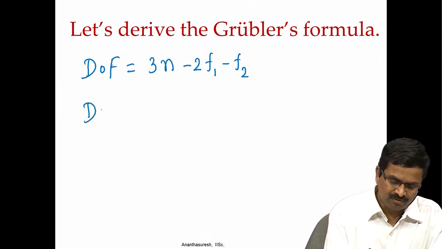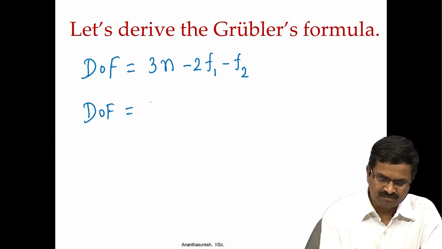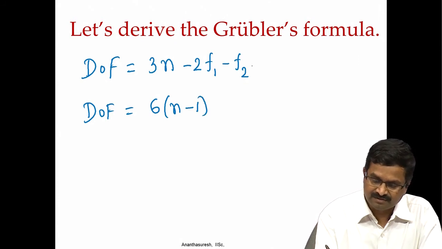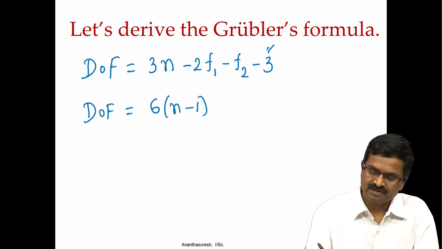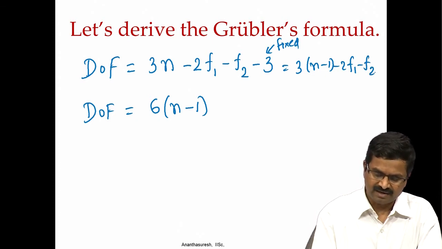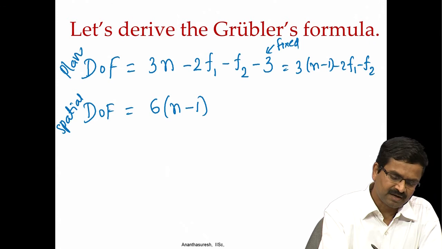Similarly, if I go to 3 dimensions or spatial mechanisms, each of them will have 6 degrees of freedom, and of course, when there is a fixed one, we have to change that. We have to remove 3 here whenever there is a fixed one, and that is how we get 3 into n minus 1, minus 2 F1, minus F2. And here in the spatial case, this is the 3D or spatial, whereas this is planar.